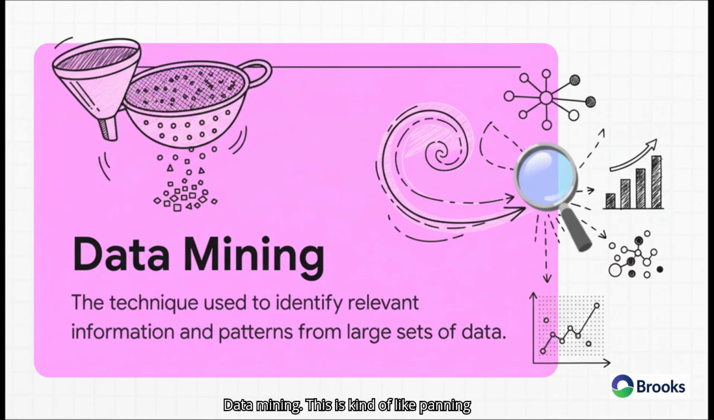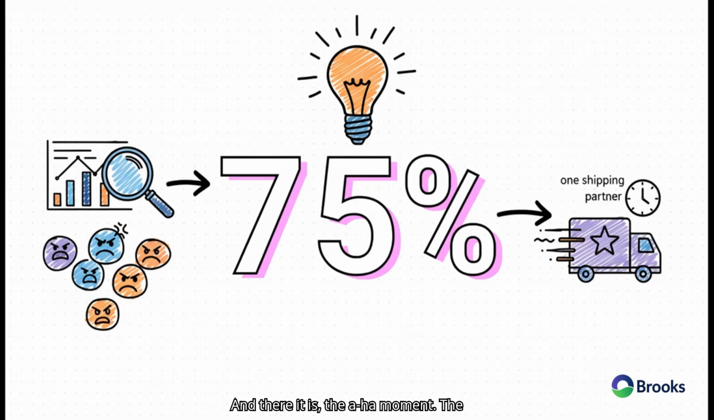This is kind of like panning for gold. You're sifting through mountains and mountains of data, looking for those tiny, valuable nuggets, those hidden connections that you'd never be able to see just by looking. You're letting the data tell you the secret. And there it is, the aha moment. The data mining reveals something absolutely stunning. A whopping 75%, 3/4 of all the negative customer feedback is tied to late deliveries from just one of their shipping partners. This isn't a hunch anymore, it is a cold, hard, data-proven fact.